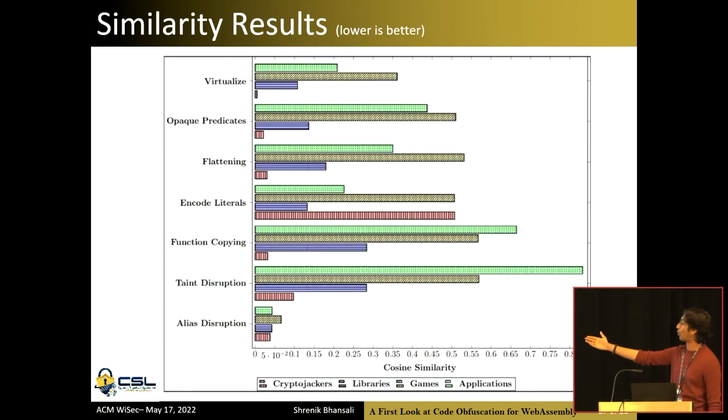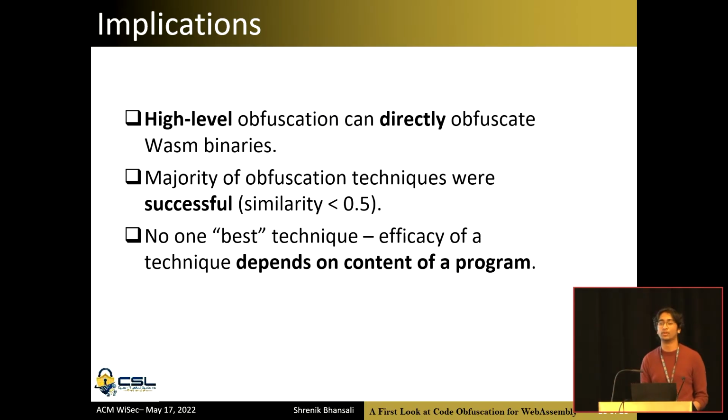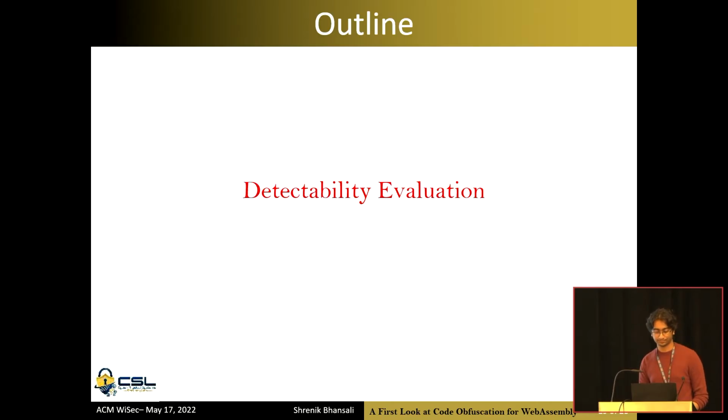While taint disruption might be the best for libraries, it obviously is not the best for applications. The effectiveness of the obfuscation is reliant on what type of program is being obfuscated and the content of that program, which means there is no one golden bullet for obfuscating WebAssembly.